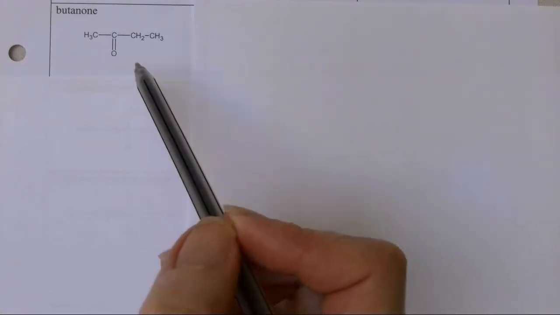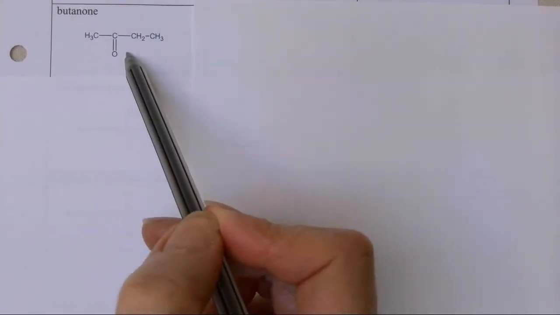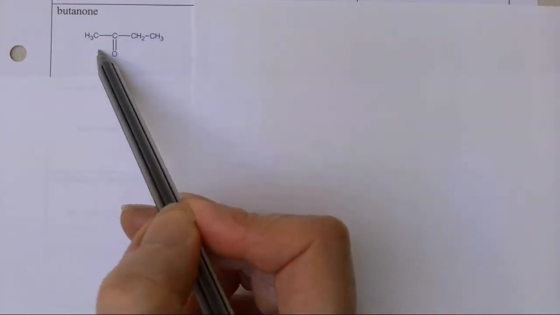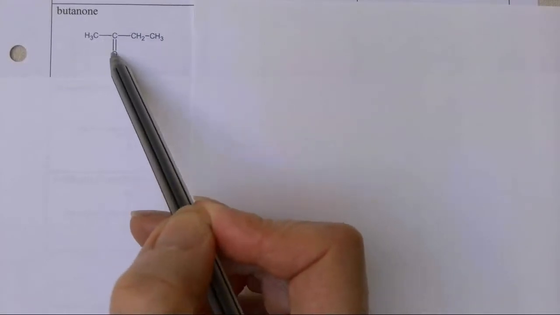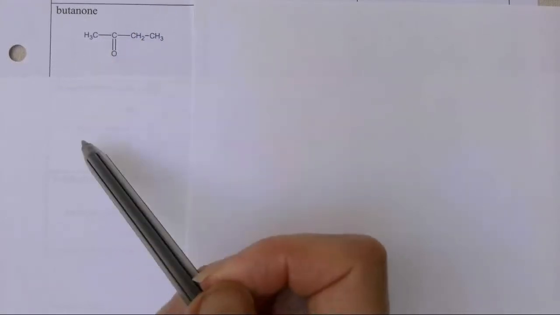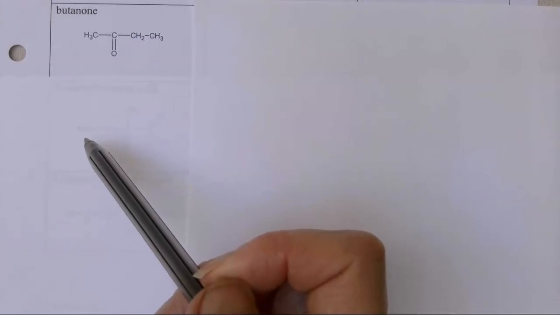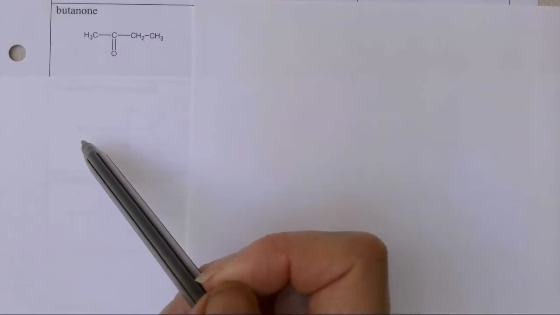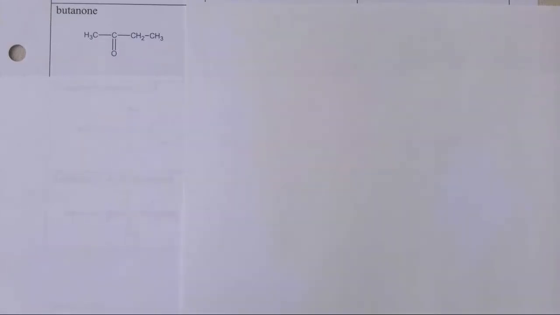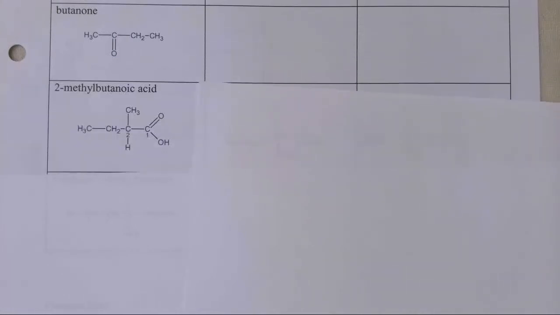Next one on our list is butanone. Again, there's no chiral carbon. There's no carbon which has 4 different groups on it. This sometimes confuses students, but this means it's got 3 groups around it, which would give it a planar shape. And because it's a planar shape, it's always going to be superimposable. So there's no optical isomers there.